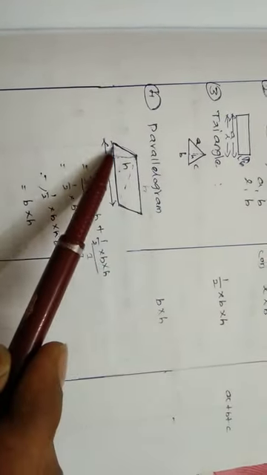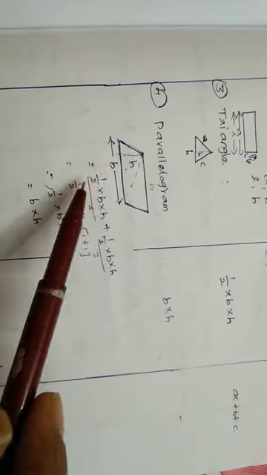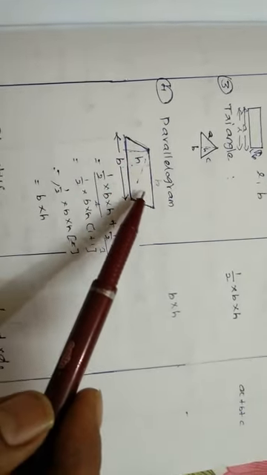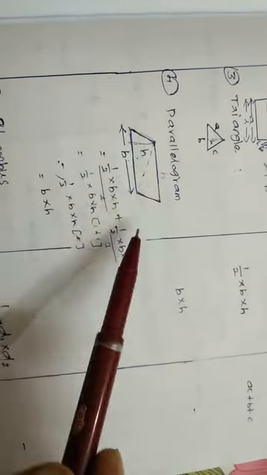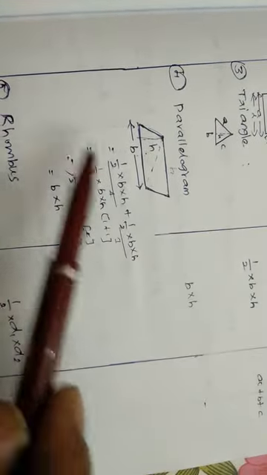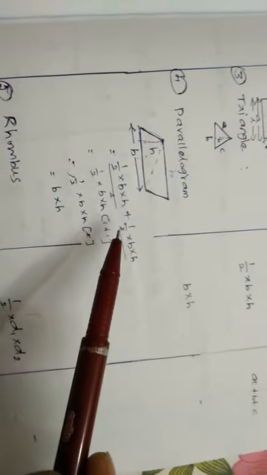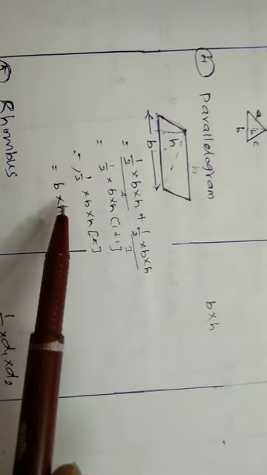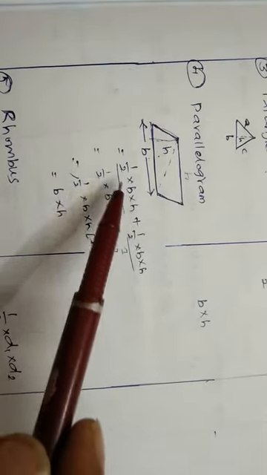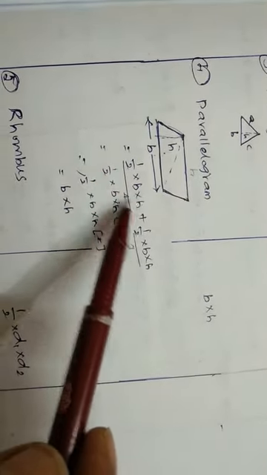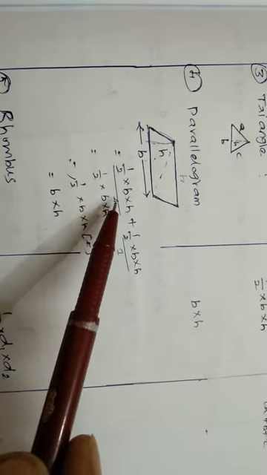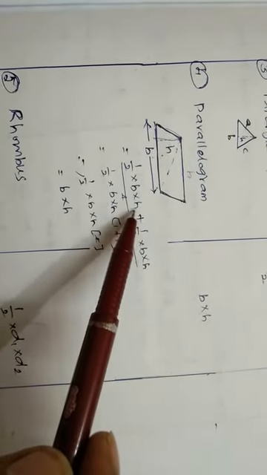Here it's the height, and this is the base, so the area is base into height. Next one, base into height. Both bases are equal and both heights are equal. So 1 by 2 base into h, plus 1 by 2 base into h, is nothing but base into h. So we can take 1 by 2 base into h as a common term, and the remaining terms are 1 and 1.